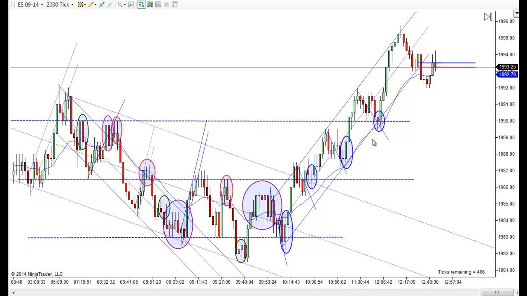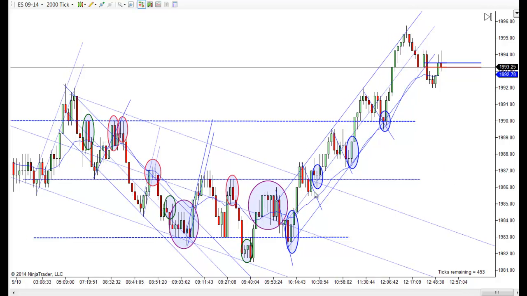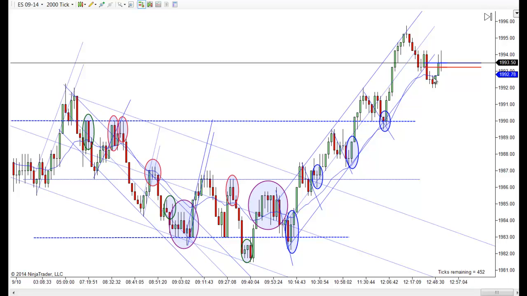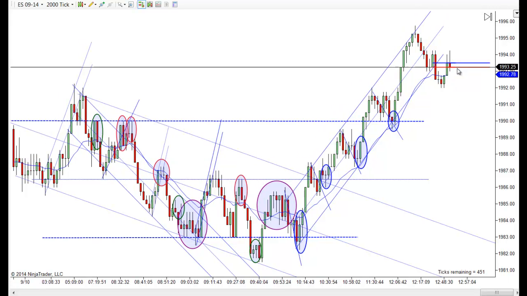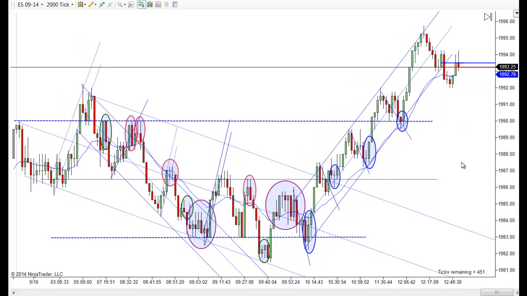If you'd have bought any of these that came back to the EMA, you made money. They were all good scalps, and most of them had a good runner. So it's obvious what's happening here. We're trending up. You finally got a break, and now we're trying to make a retest of the high. So make sure you get that.